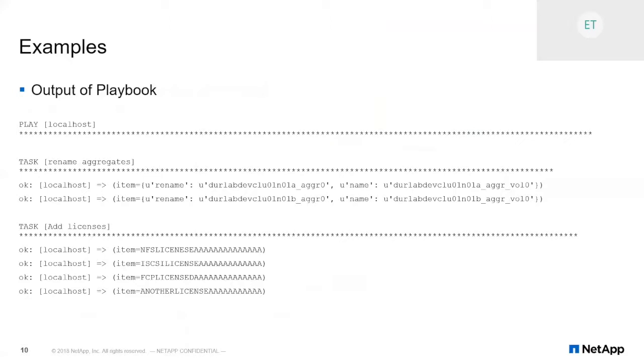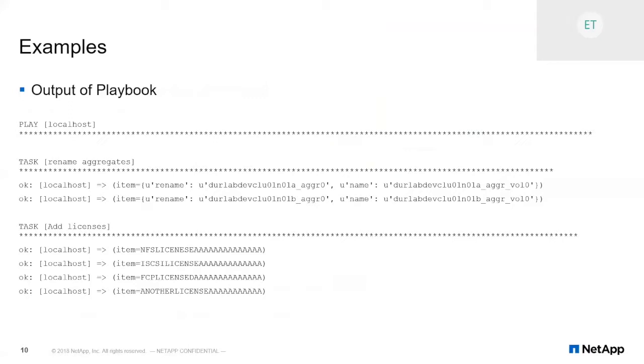So I said before, I was going to show you some examples of output. This is that. You can see at the top where it says play localhost. It's using the localhost to connect to the cluster, because Ansible is agentless. There's no agent running on the cluster that it has to connect to. So it usually uses SSH or HTTP or whatever protocol to connect. In this case, these modules were written around the NMSDK, which uses HTTP, but it has to use HTTP from somewhere, so it's using the connection from the localhost to do that.